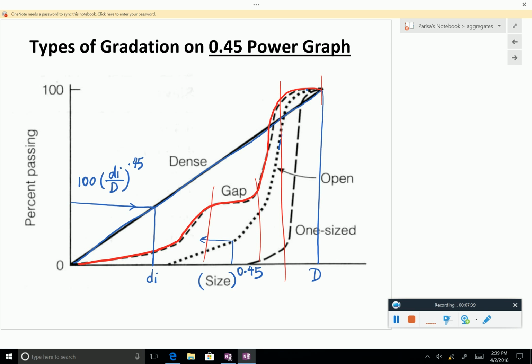It's very important that when you look at a gradation curve, you can interpret it. You understand what's going on. Plotting it is not very difficult. It's important that as an engineer, when you look at it, you understand what it means and what type of gradation you are looking at. Any questions on this?